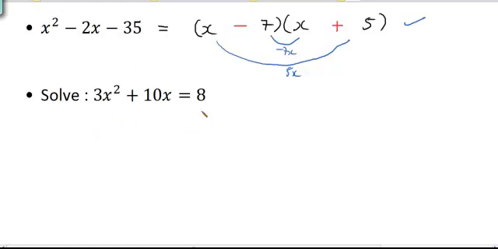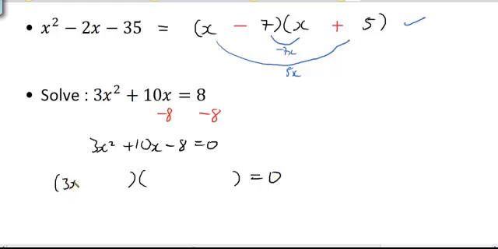To do that, I have to subtract 8 from both sides. And what I end up with here is 3x squared plus 10x minus 8 is equal to 0. Again, we're going to have our brackets. We're going to have 3x and x. And we're going to have factors of 8. So we could have 4 and 2. Because this sign here is a negative sign, we know that the signs are going to be different.